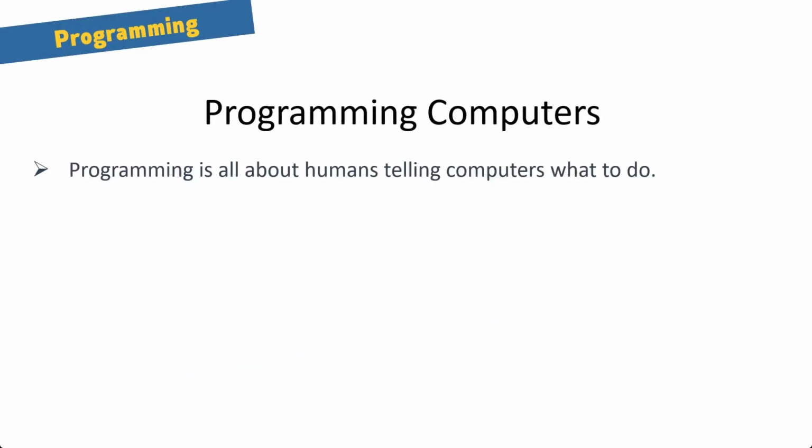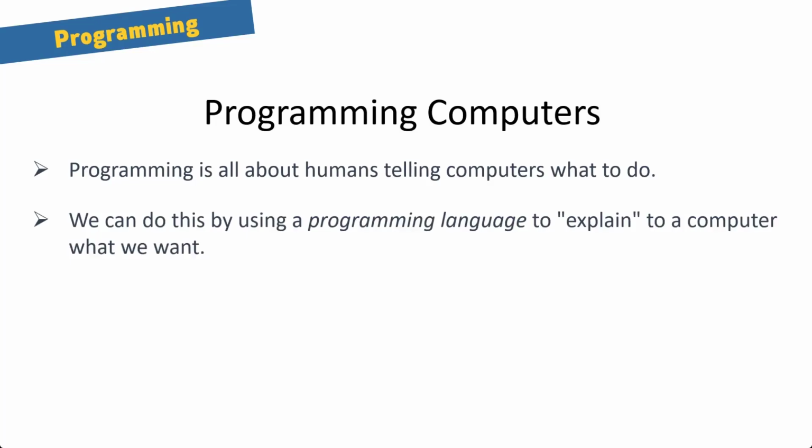Programming is all about humans telling computers what to do using a type of language called a programming language that a computer can understand. For example, let's say we want to count the number of times a particular word appears in a text file. We can do this in an automated fashion by using a programming language to explain to a computer how to perform this task step by step.